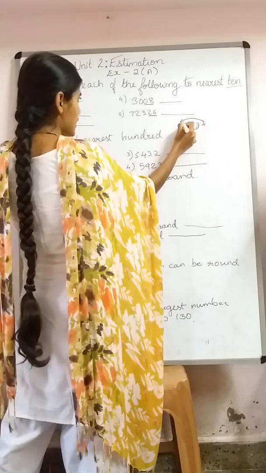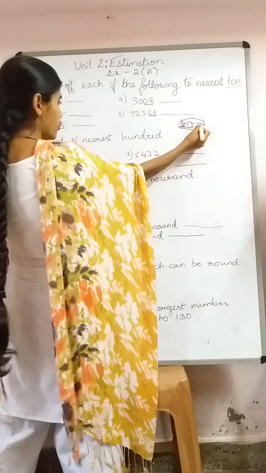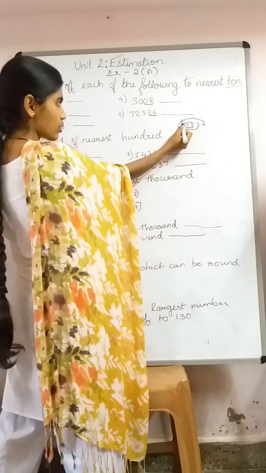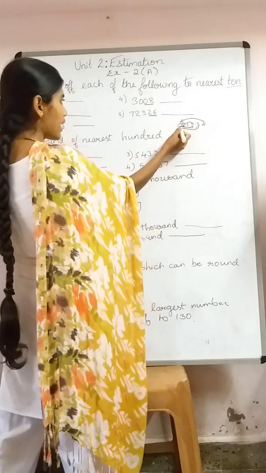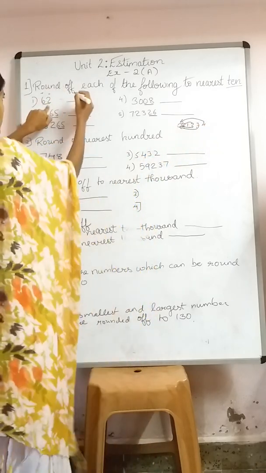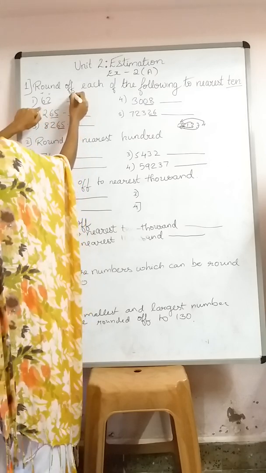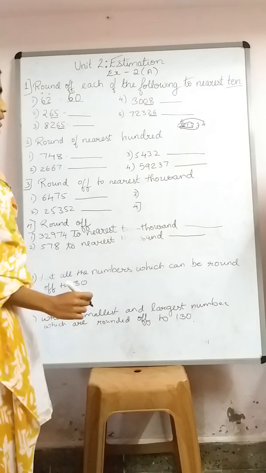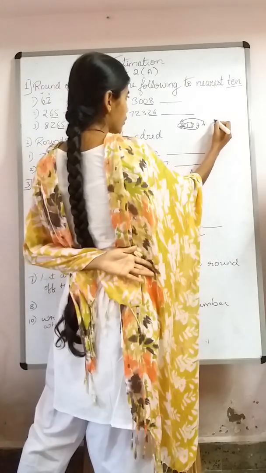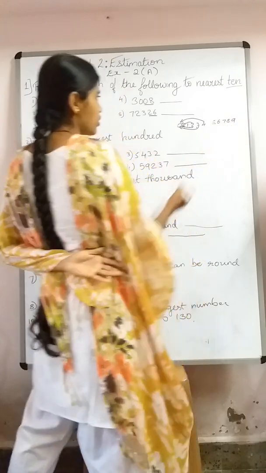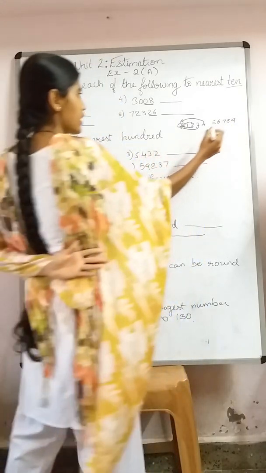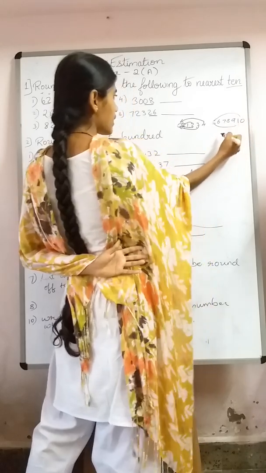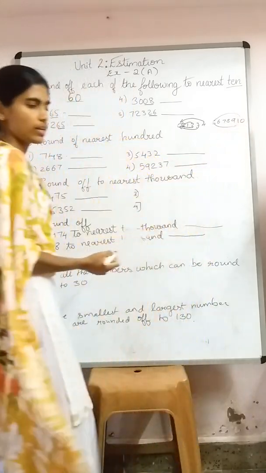In the nearest tens place, if it may be 4, 3, 2, or 1, and they say to round to the nearest 10, what should you write in the ones place? 0. So let us write 0 in the ones place and 6 in the tens place. This is the way we write the nearest 10. And if it is 5 or more, 5, 6, 7, 8, 9, what should we do? All these digits go to 10, so 1 will come to the tens place and you should write 0 in the ones place.